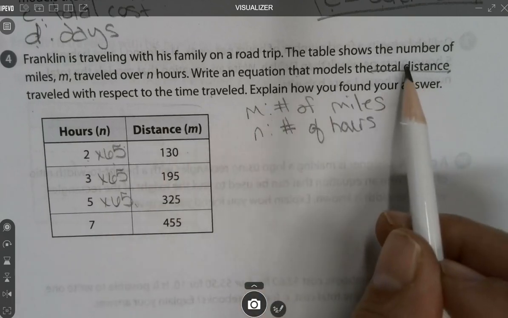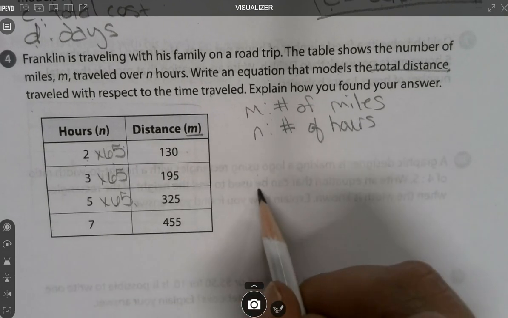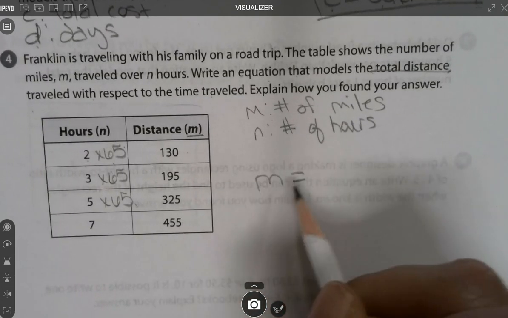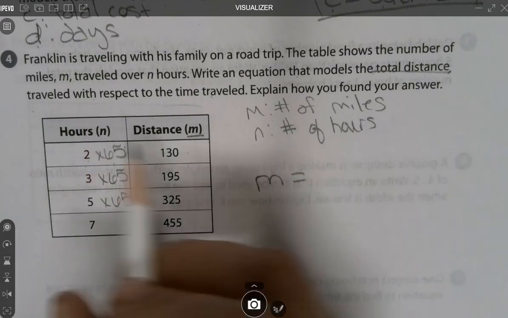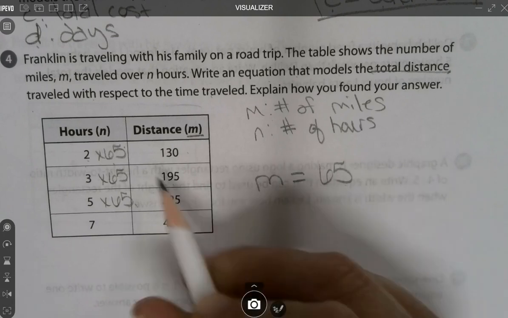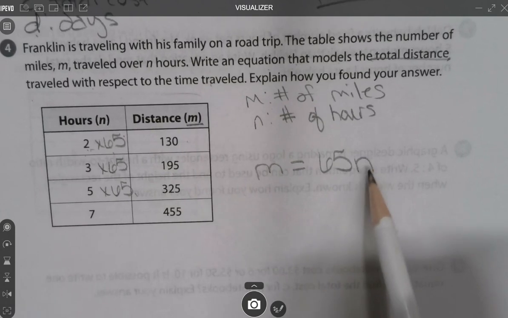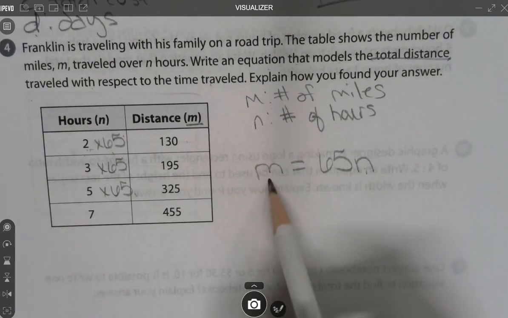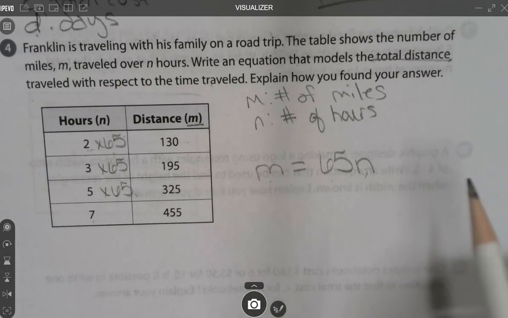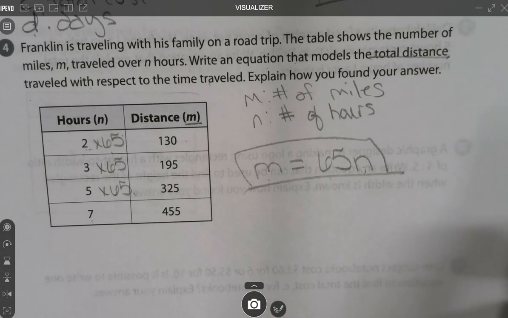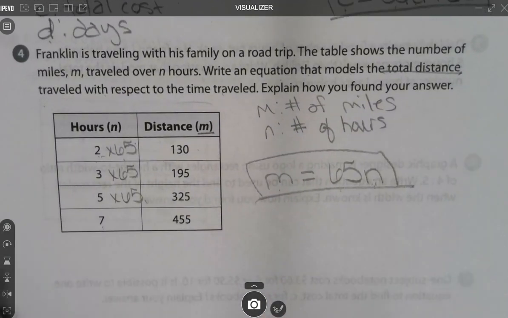It says that models the total distance. Well, the total distance would be M. That would equal whatever I am doing in my problem. And what am I doing? I am multiplying 65 times n. And now, if I substitute 2 in there, 2 times 65, that would give me 130. If I substitute 7 in there, 7 times 65 would give me m. So this is my function rule, or my relationship between the hours and distance.